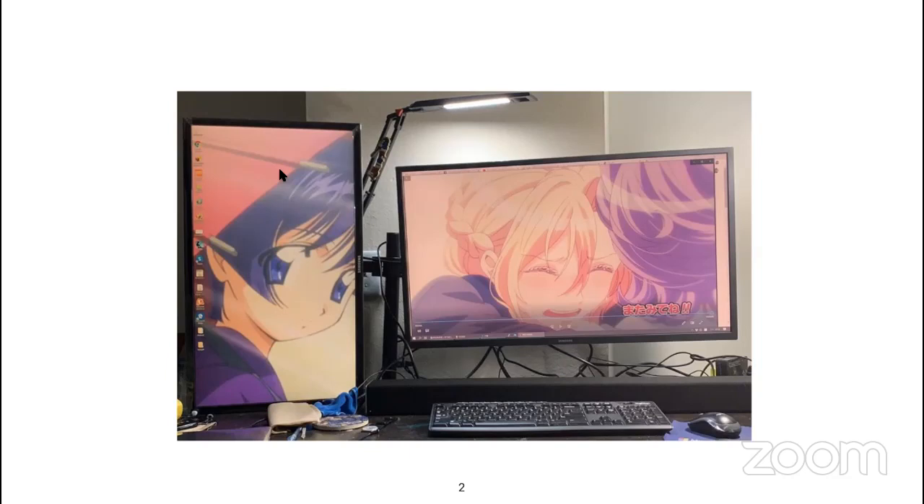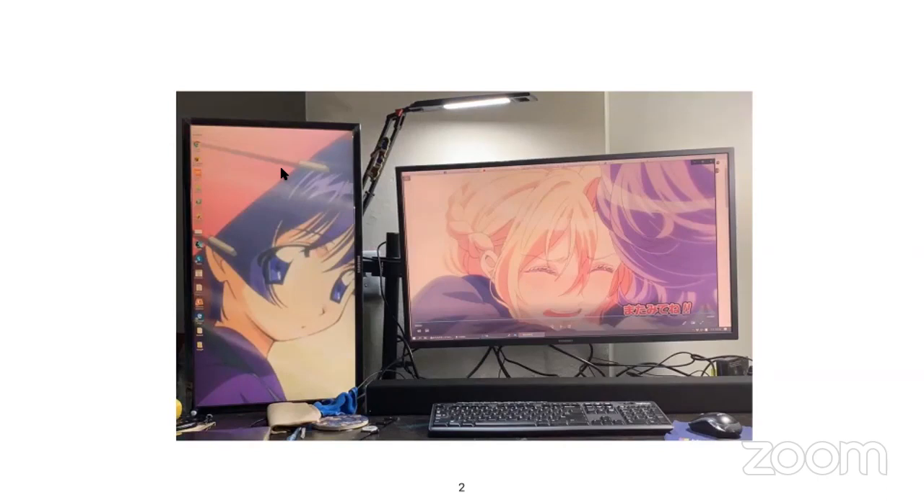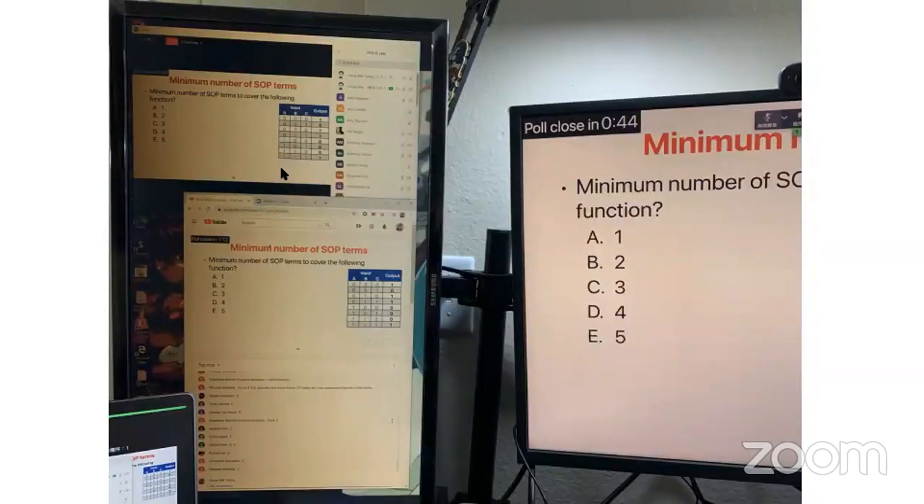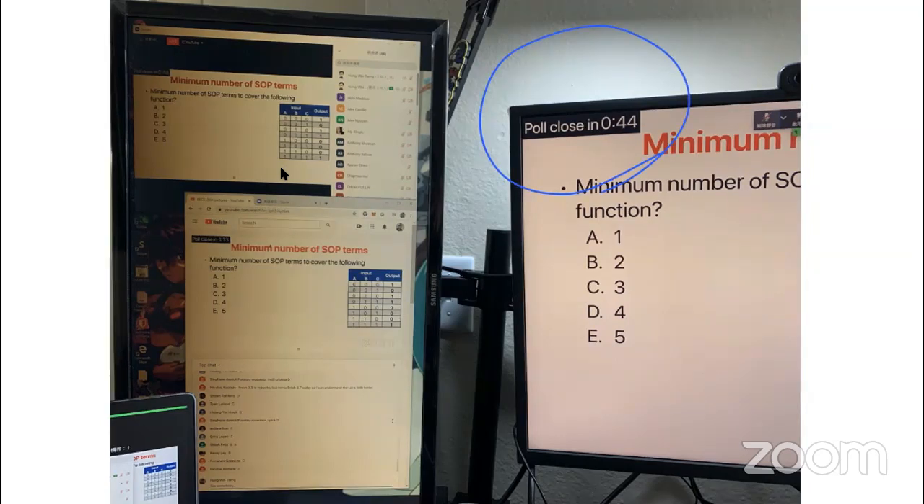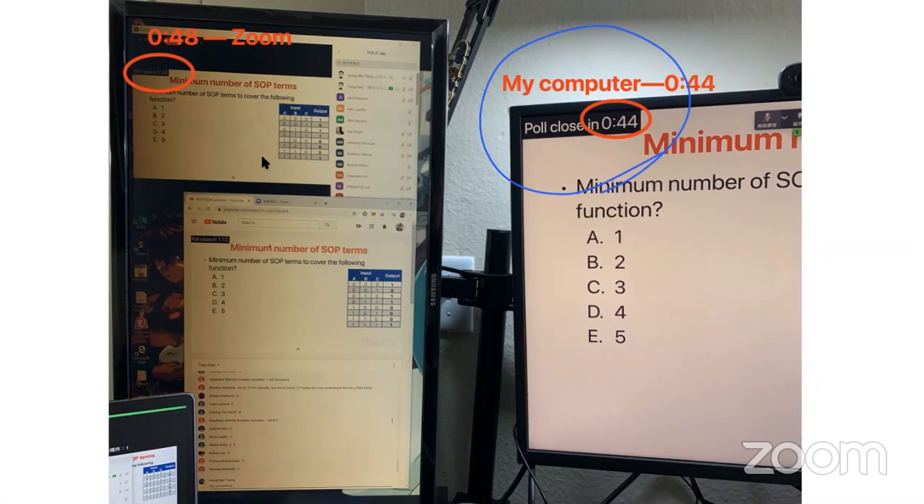So one thing I found interesting is that this is what I actually took a photo of during a pop-up quiz question in the last lecture. And you guys must know that we always have some kind of counter timer on top of the screen. And one interesting thing I found is that this one is my original computer that I'm using, and you can see the timer is 44 seconds, and on the Zoom it is 48. So it shows that whatever I say, you guys are going to hear it 4 seconds later.